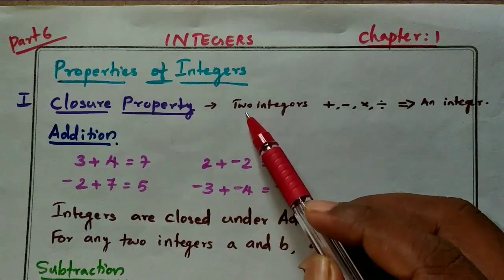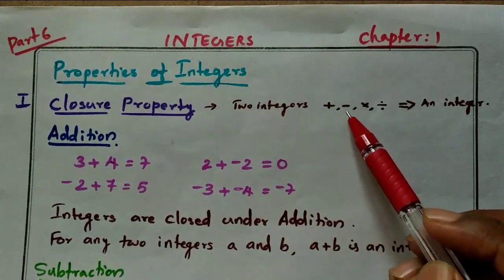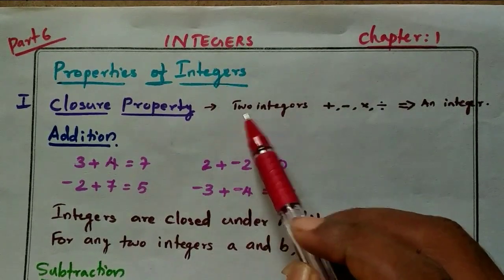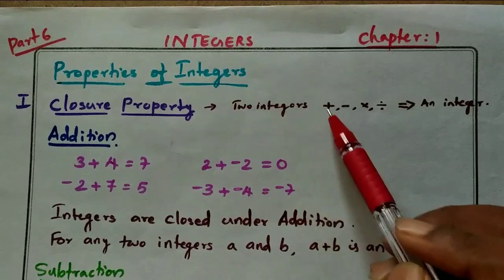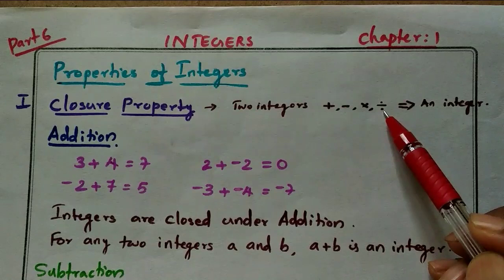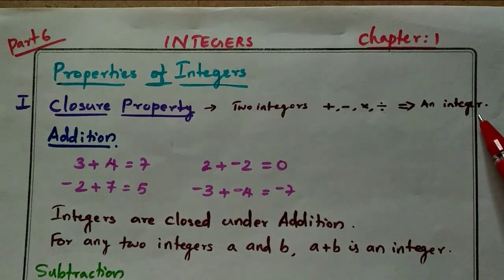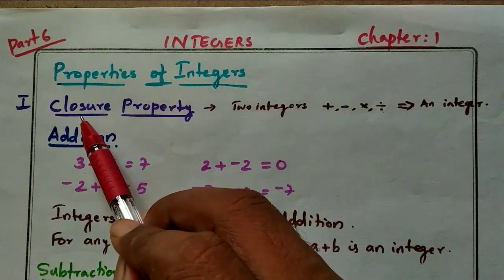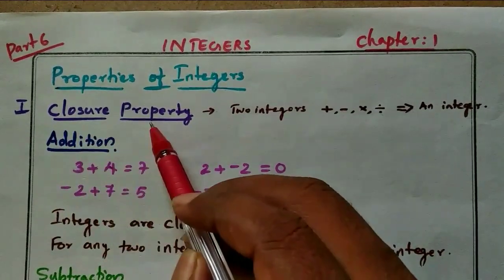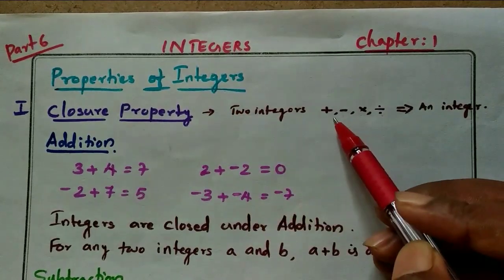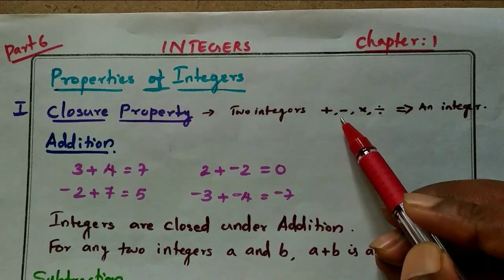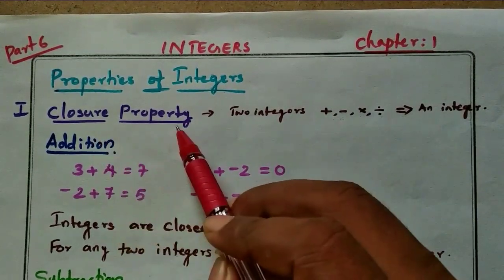You take any two integers, add, subtract, multiply or divide. I repeat, any two integers. Take any two integers, add or subtract or multiply or divide. You will get an integer, again an integer. That property is called closure property, or closed under addition, closed under division, closed under multiplication, closed under subtraction. Okay, so that is called closure property.